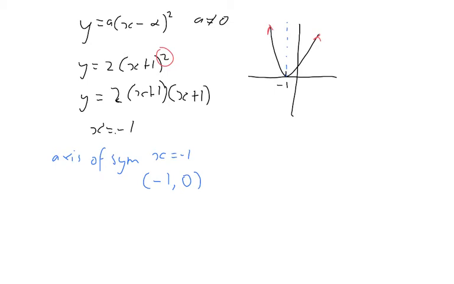So now we want our y-intercept. Now remember, y-intercept is when x equals 0. It's always good to know y-intercept, x equals 0, x-intercept, y equals 0. So when x equals 0, 0 plus 1 is 1, 1 squared. So we've got y equals 2, 0 plus 1 is 1, 1 squared is 1, 2 times 1 is 2. So that intercept there would be 2, and that would be a graph.